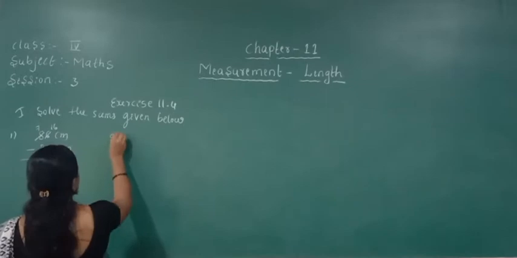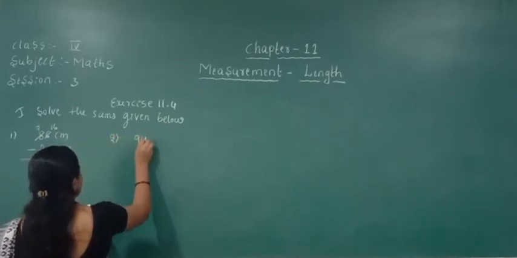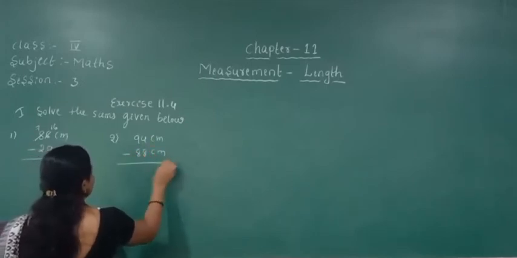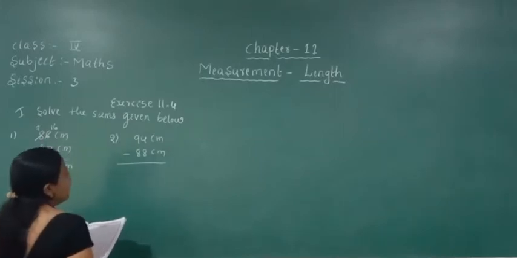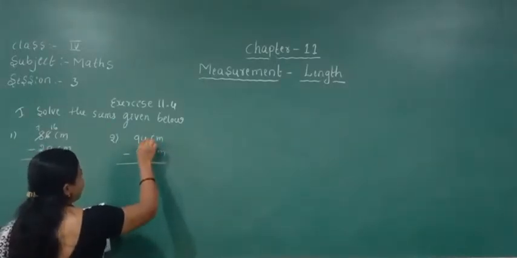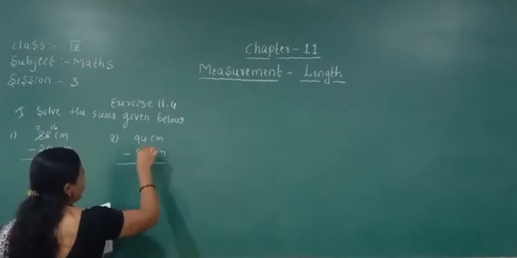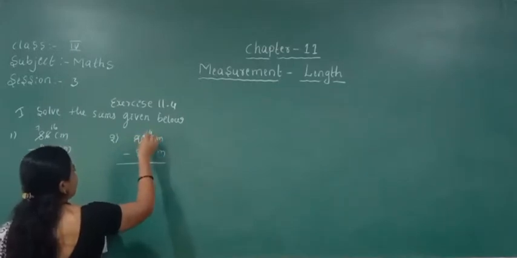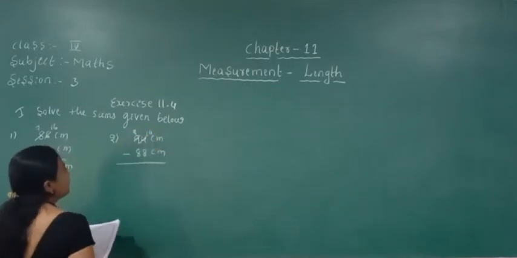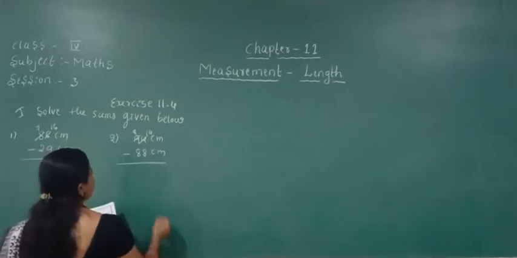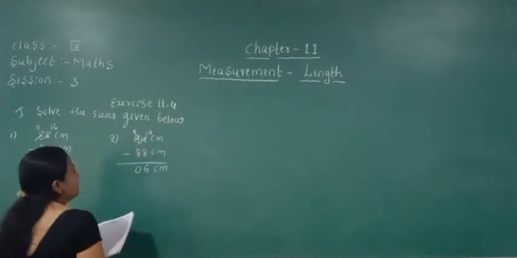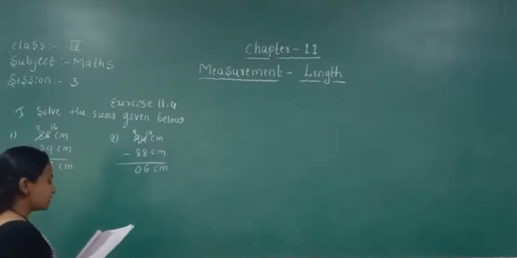Second one we'll see here: 94 centimeter minus 88 centimeter. Here the smaller number is on top and the bigger number is below, so 4 can't subtract 8. It will become 14, and we take 1 off from here, so it will become 8. So 14 minus 8 remains 6. Then 8 minus 8 is 0. So we get the answer, 6 centimeter.